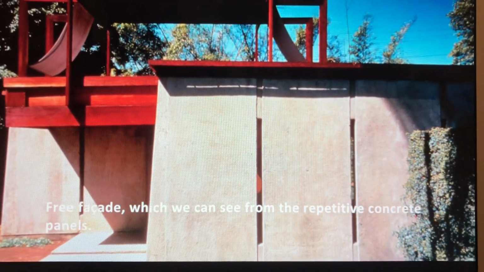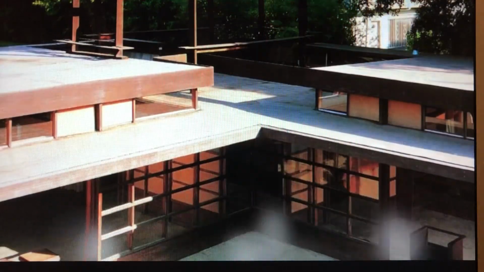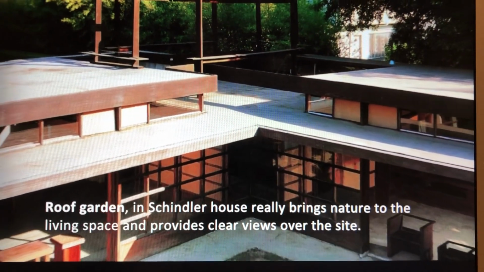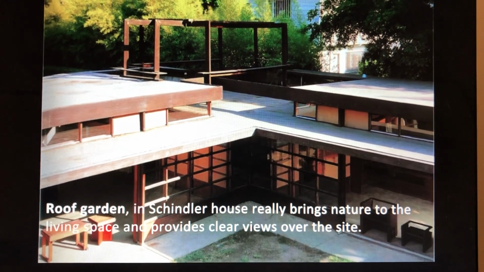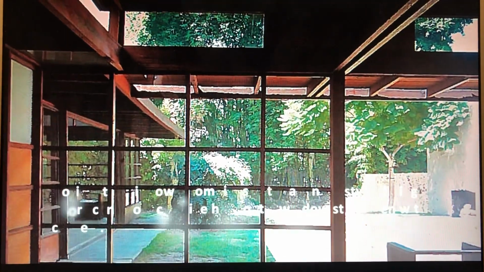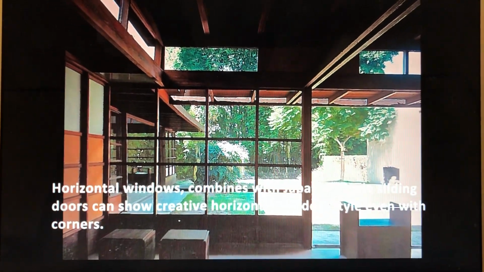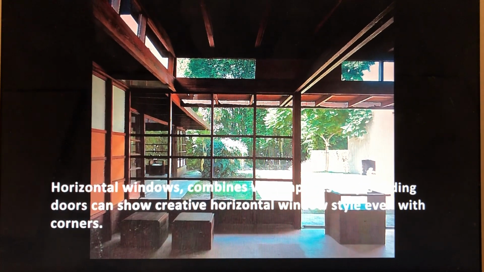Free facade, which we can see from the repetitive concrete panels. Roof garden in Schindler House really brings nature to the living space and provides clear views over the site. Horizontal windows, combined with Japanese-style sliding doors, can show a creative horizontal window style even with corners.